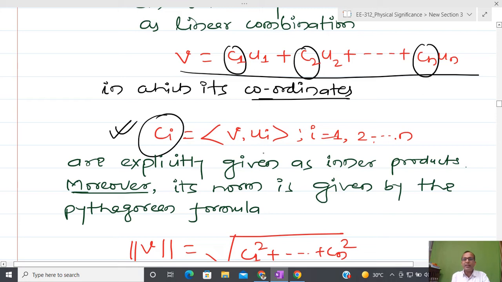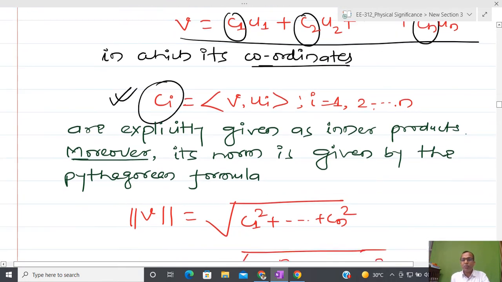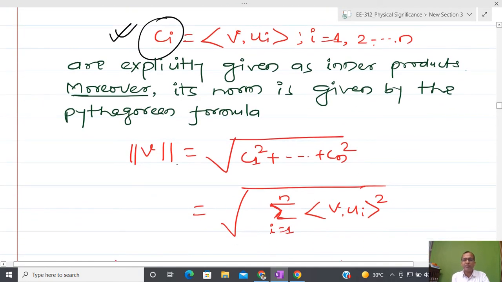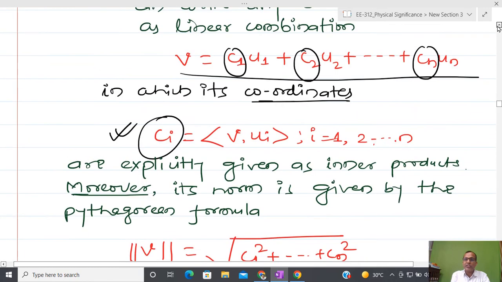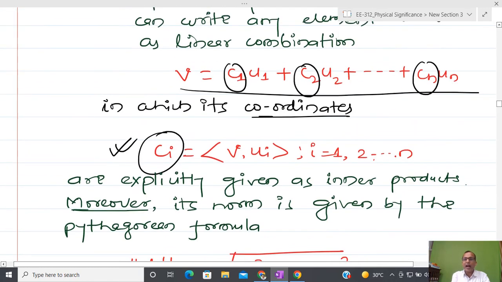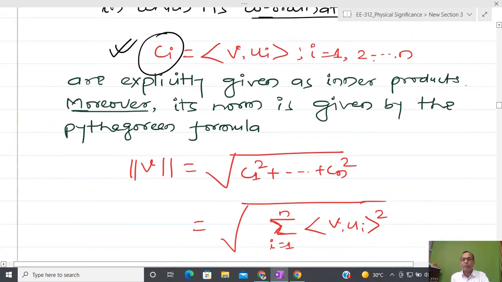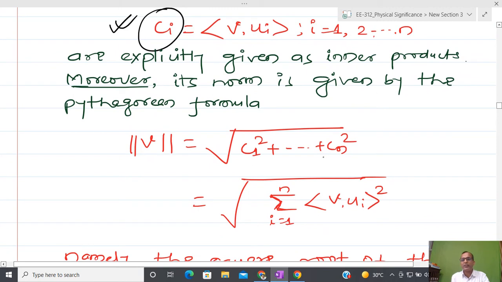One more thing: I can also define the norm, because I know the inner product. The norm definition is also very easy, because each basis vector has length unity. So if I define the length of that vector, taking the square of the first coordinate and so on, using the Pythagoras theorem I am going to define the distance, or two-norm, like that.